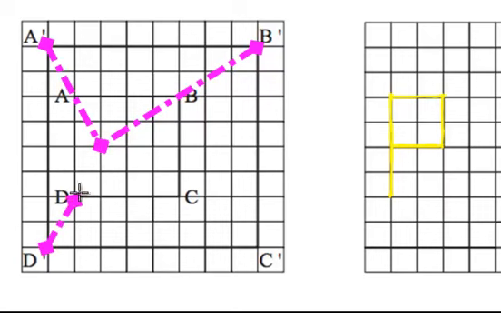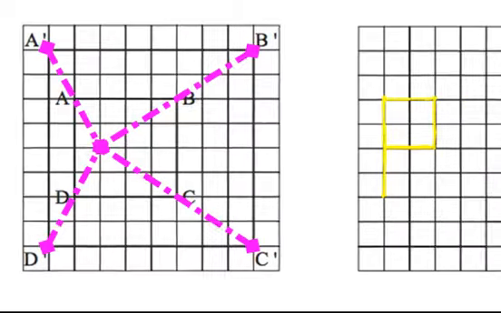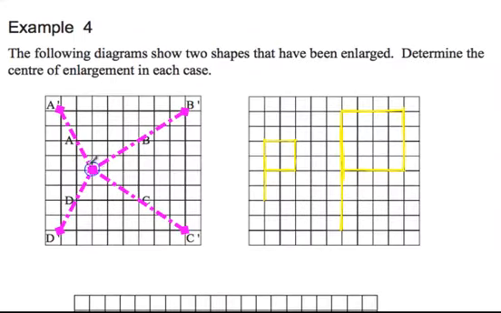D prime and D, it will go through and then converge on some center of enlargement. And again, C prime and C does the same thing, goes through. And so they all seem to center right around this point right here. And so that would be our center of enlargement right here for taking this shape and enlarging it to this shape here.